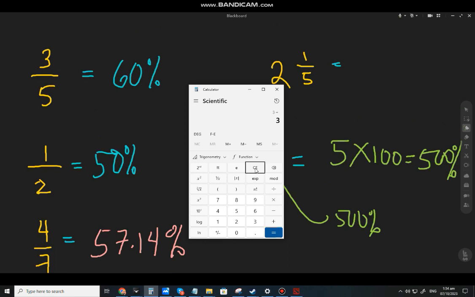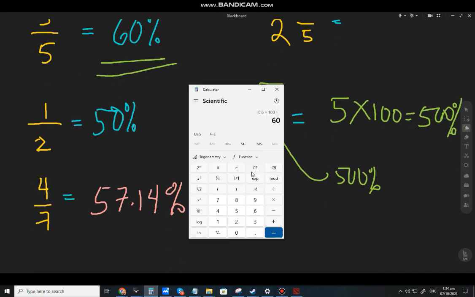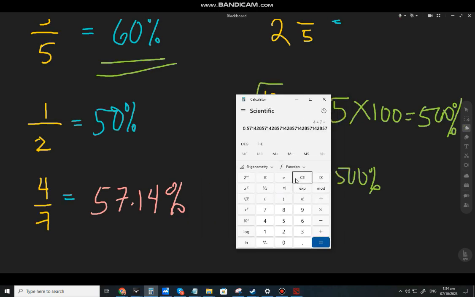Now let's check it. 3/5. 3 divided by 5 is 0.6. You multiply it by 100 and you add the percent sign and we got 60%. Correct. How about 1/2? So 1 divided by 2 is 0.5. Multiply by 100 and you add the percent sign, you have 50%. For 4/7, it is, wow, many decimal places. So you multiply it by 100 and you got 57.14, and you add the percent sign.